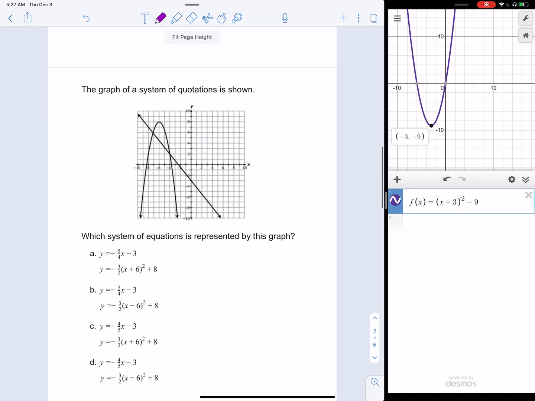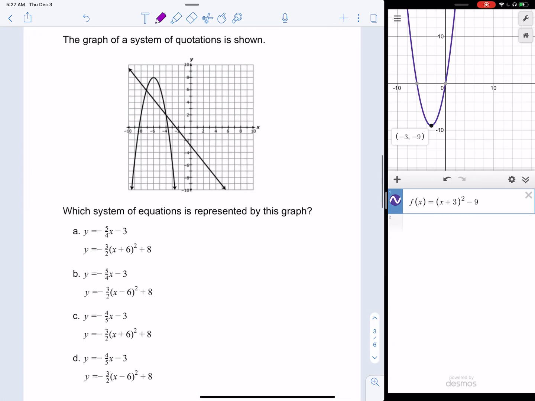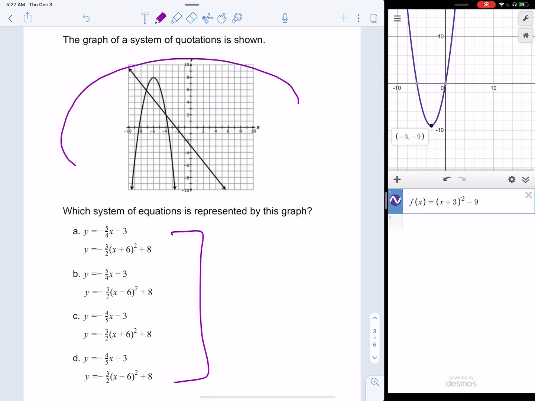Okay, so next question. The graph of a system of equations is shown. Which system of equations is represented by the graph? So we want to graph each of these and match it to this graph. I'm going to give you time to do this question, so I want you to answer this.